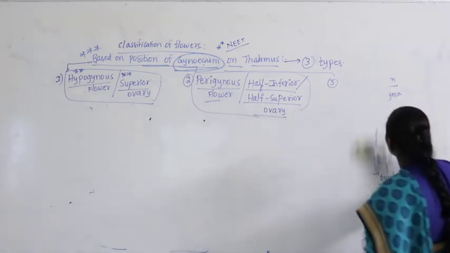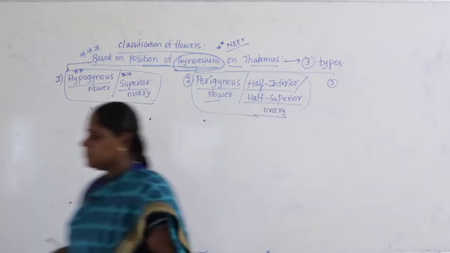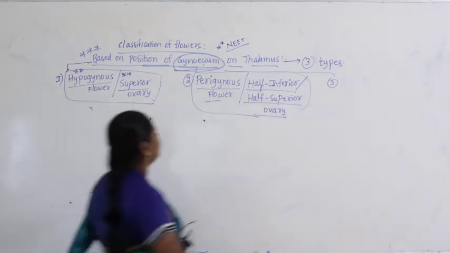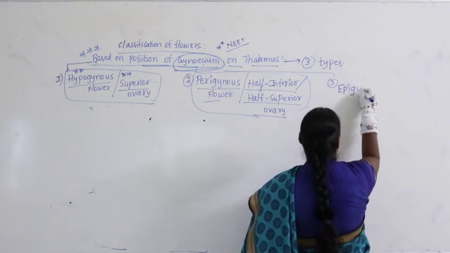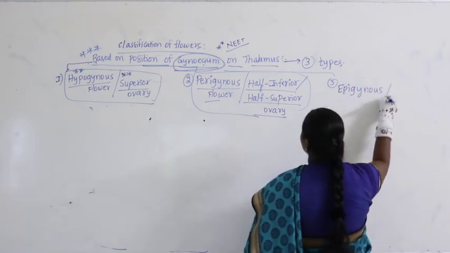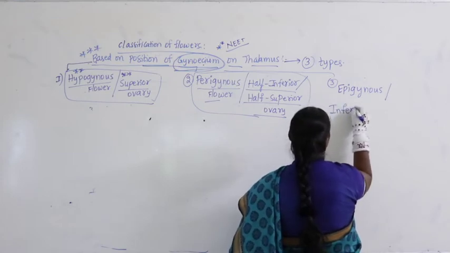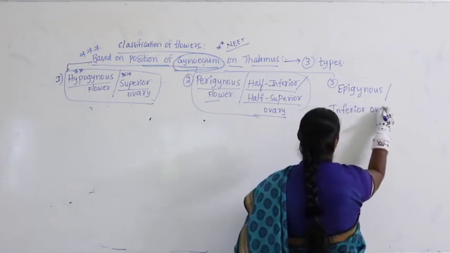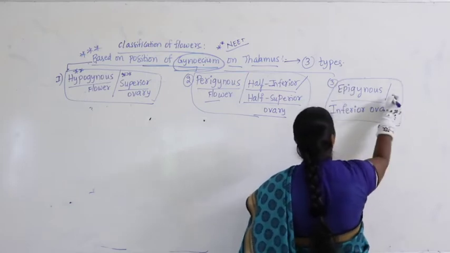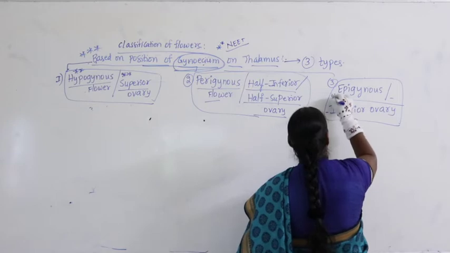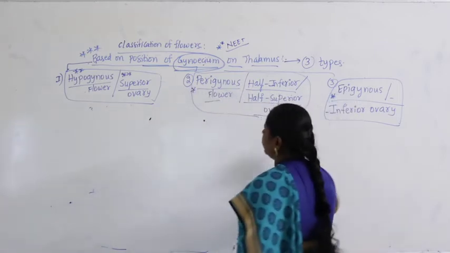And let us come to the third category. Third category is referred to as epigynous, or itself is called inferior ovary. Epigynous, or itself is called as inferior ovary.